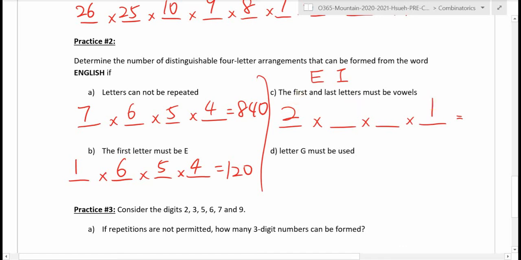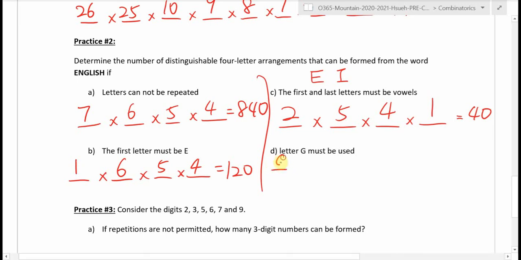For the middle 2 letters, I have 5 non-vowel letters, so I have 5 to choose from, and then 4. So then you should have 40 different arrangements. Okay, lastly, letter G must be used. Now, it only says G has to be used. It does not say where it could be. Okay, I'll show you.